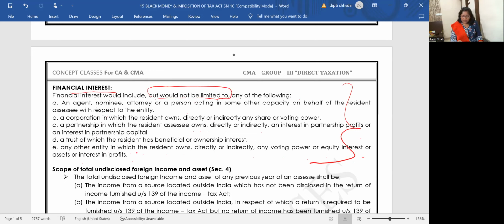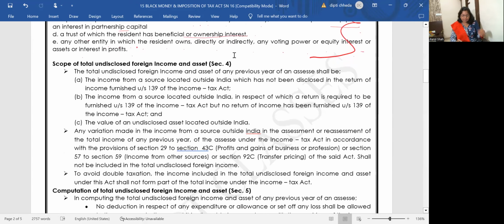Agent, nominee, attorney, corporation where you may have voting power. Partnership where you may have the interest in profits and capital. A trust of which the resident has beneficial ownership, and any other entity. Scope of total undisclosed foreign income and asset. This is asked: write a short note on the scope of total undisclosed foreign income. In fact, this time's mock test paper also has a question on the black money. Computation of the total undisclosed foreign income and the assets as per the Black Money Act.